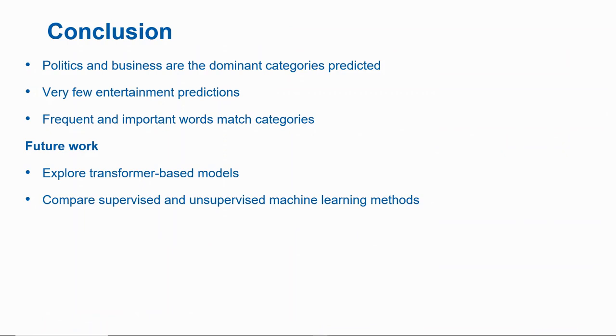Okay, so to conclude, business and politics are the dominant categories predicted by the classifiers. Sports and entertainment were not predicted that much by the Naïve Bayes and the Logistic Regression classifier, which indicates that those models may have underperformed. The frequent and important words from word cloud match the categories quite well, with the exception of sport.